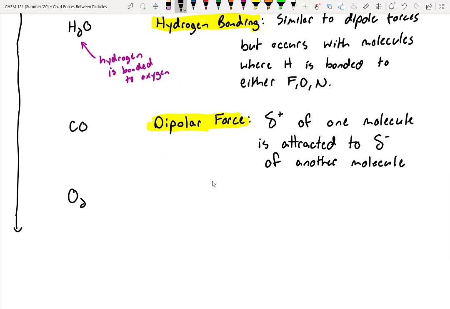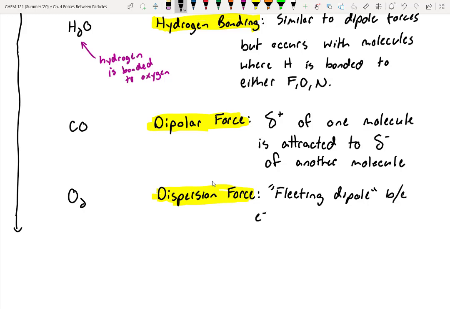is going to be O2. And O2 is kind of unique, right? If we were to draw the Lewis structure, there's going to be no net dipole at all. So there's still a force holding them together. This is called dispersion forces. And a dispersion force is what is called a fleeting dipole. Because electrons can't be everywhere at once.